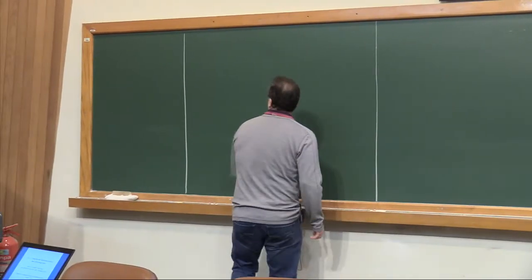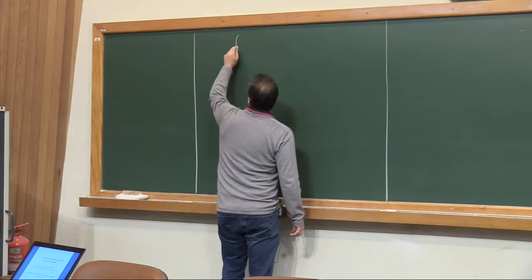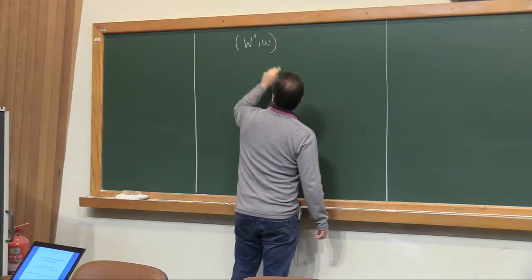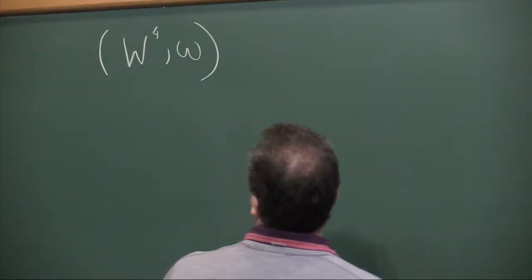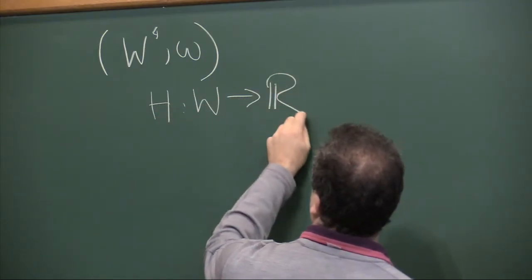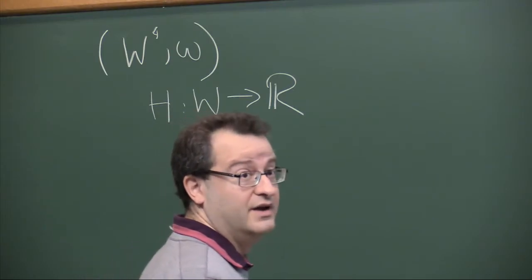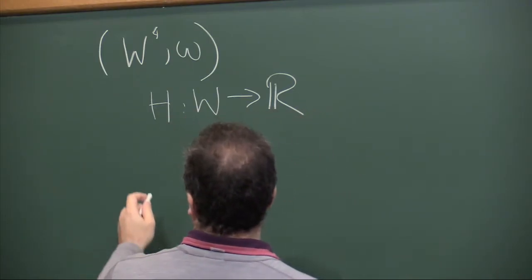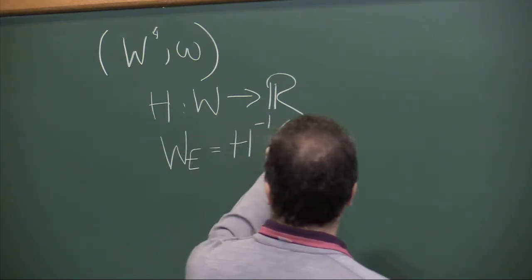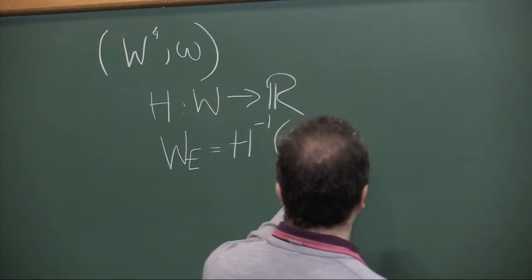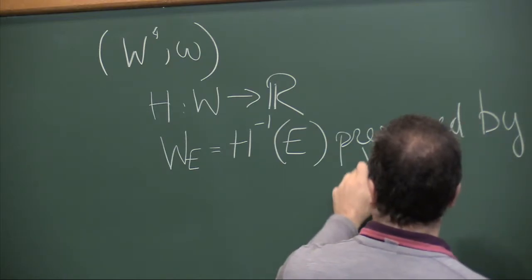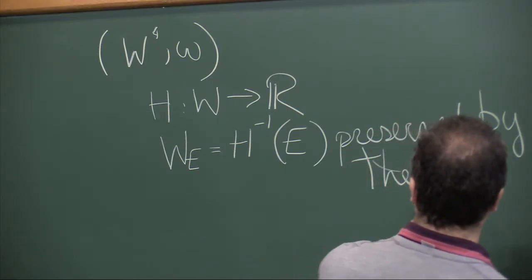So we have a four-dimensional symplectic manifold, and an autonomous Hamiltonian function, and consider the Hamiltonian vector field, the Hamiltonian flow. Let's denote by WE the energy level at energy E, which is preserved by the Hamiltonian flow.